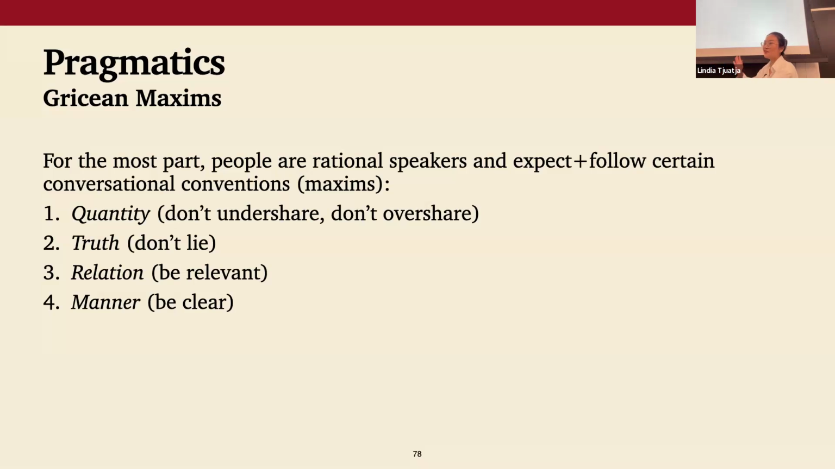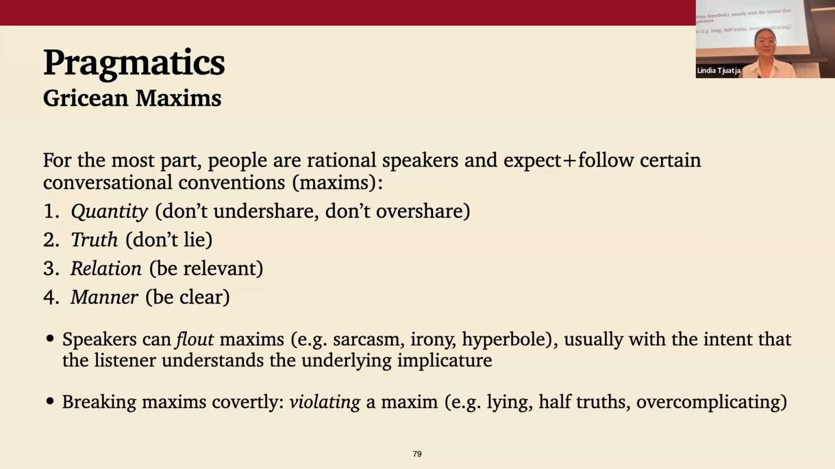Now, it would be great if people followed these conventions all the time, because then we would know exactly what people are trying to convey at every given moment, but this is not always the case. So people can intentionally violate or flout one of these maxims to convey another layer of meaning, but usually with the intention that the listener will actually understand what they're trying to convey. So a very good example of this is sarcasm, like, I can't come up with one on the fly. I'm totally not blanking right now. That's flouting. But you can also break maxims covertly, like outright lying.